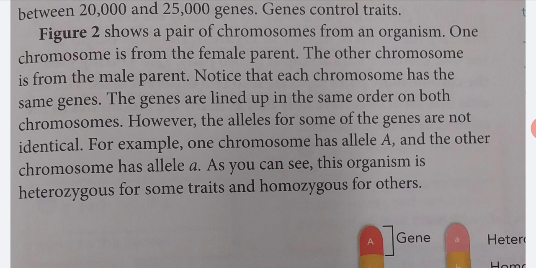Figure 2 shows a pair of chromosomes from an organism. One chromosome is from the female parent. The other chromosome is from the male parent. Notice that each chromosome has the same genes. The genes are lined up in the same order on both chromosomes. However, the alleles for some genes are not identical. For example, one chromosome has the allele capital A, and the other chromosome has the allele lowercase a. As you can see, this organism is heterozygous for some traits and homozygous for others.